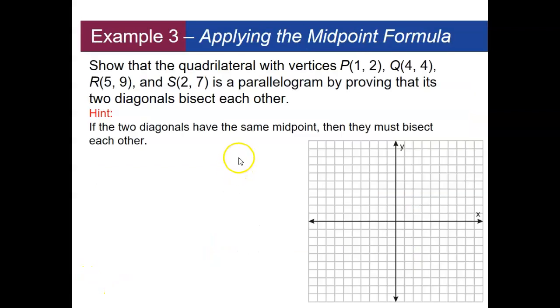Okay, this one is an application of the midpoint formula. So here it says show that a quadrilateral with the given vertices is a parallelogram by proving that its two diagonals bisect each other. And we do have a helpful hint here, and that is that if two diagonals have the same midpoint, then they must bisect each other.